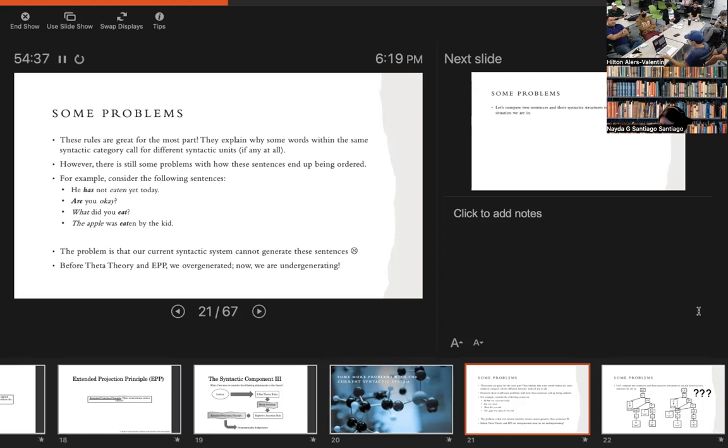Which is like, what? So, in short, now we have a system that cannot generate sentences that we want it to generate. Before, it created sentences that we didn't want it to. Now it can't create sentences that we want it to. So instead of over-generating, now we're under-generating, right? So it's a tricky thing that we need to solve. So before I continue, this is an important thing. Everyone understand what the problem is, right?